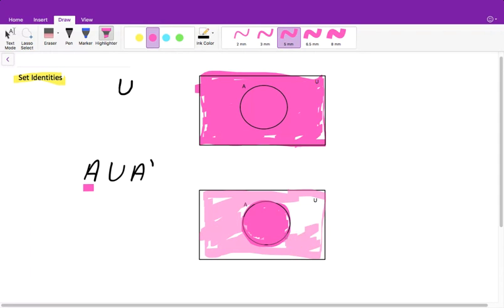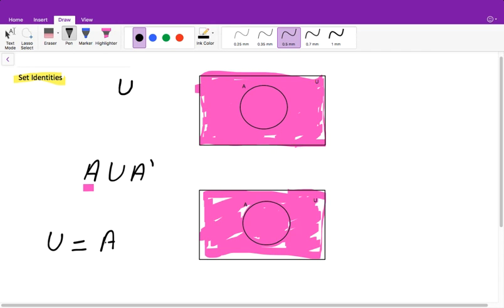So what do you notice about these two colorings? These two produce the exact same Venn diagram. So we can then say that if we're given the universe, this set is actually equal to A union A complement, that these two are equal to each other. We can rewrite or replace them with one another, or we just know that these two have the exact same Venn diagram when we go to color this in. All right, there's a few other set identities that we're going to talk about as well.